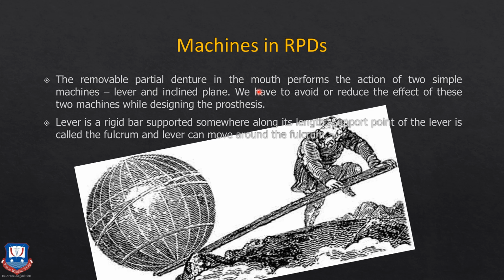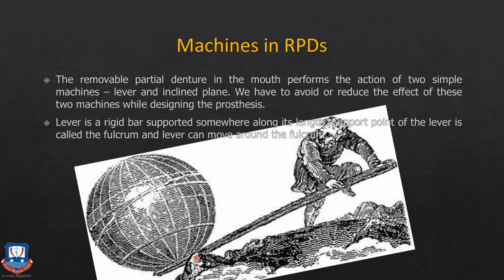In the removable partial dentures, in the mouth, they perform under the actions of two simple machines, that is, the lever and the inclined plane principle. We have to avoid or reduce the effect of these two machines while designing the cast partial denture framework. Now, a lever is a simple rigid bar supported somewhere along its length, and this is called a fulcrum.